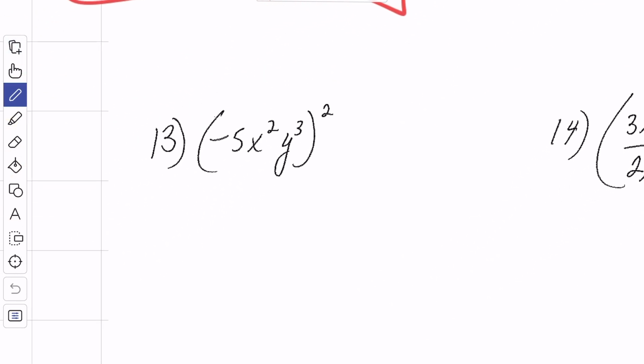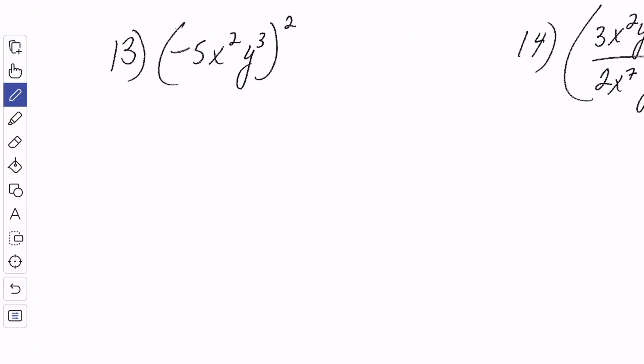All right. Now as we move on to the next question here, remember the coefficients, we treat them as numbers. So when we look at this, we have negative 5x squared y cubed to the second power. So we are then going to do negative 5 squared. And we know that when we're squaring a negative number, it becomes negative 5 times negative 5. It's going to be positive at the end. So that negative 5 squared gives me a positive 25.